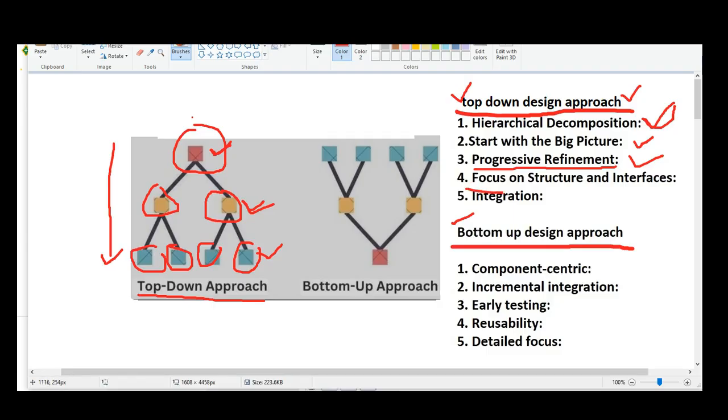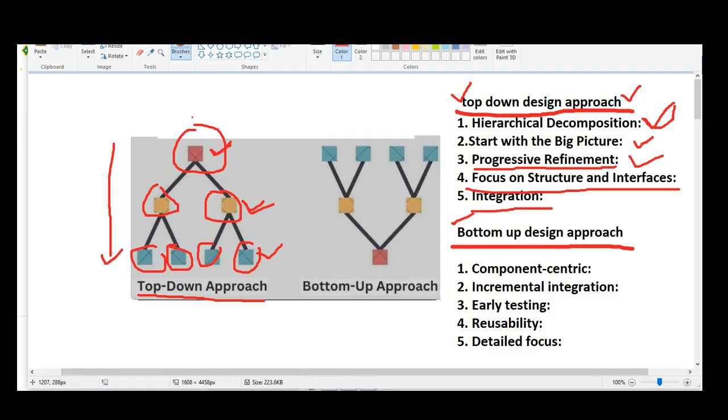The next one is focus on the structure and interface. The main focus of the top-down design approach is on the structure of the program or interfaces. The main task is divided into submodules or subparts, and these subparts are linked or integrated together. So this focuses on the structure of the program or on the submodules needed to solve a problem.